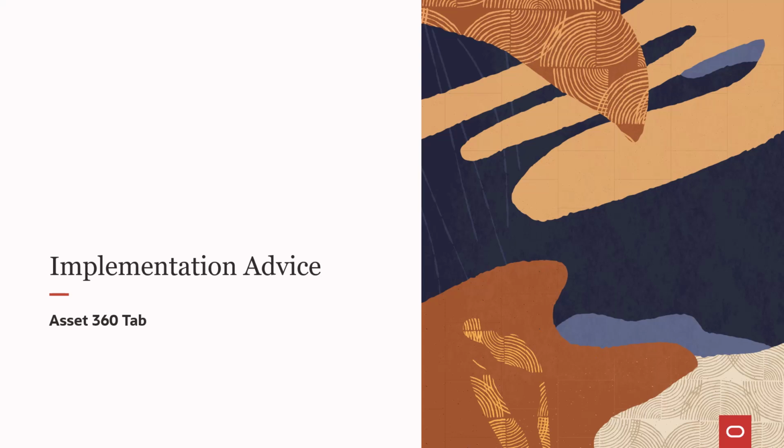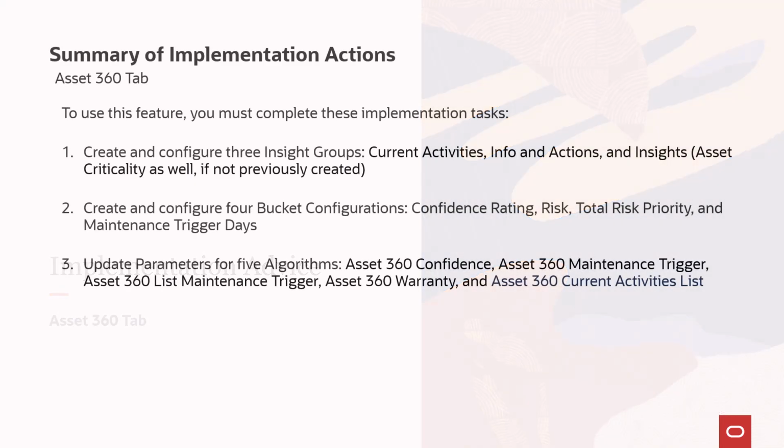In this implementation advice section, we'll go through what you need to consider before enabling this feature in your business, and what you need to know to set it up. As you can see by the content of this slide, there are a fair number of records that you'll need to create and configure in order to get the various zones to populate and insights to work. If you've previously configured insights for asset condition and criticality, this required content is very similar.